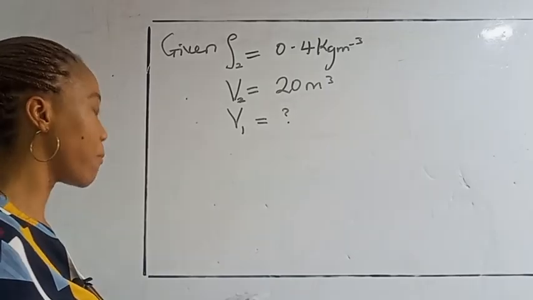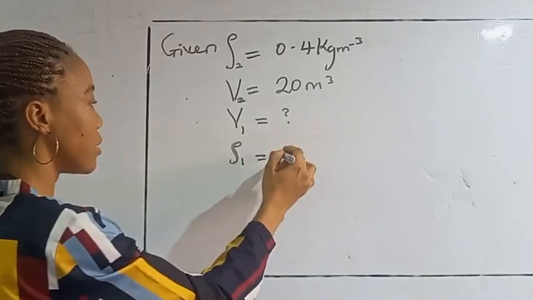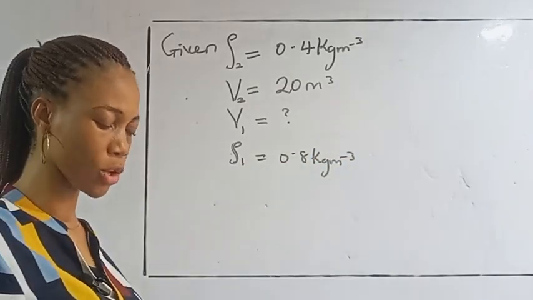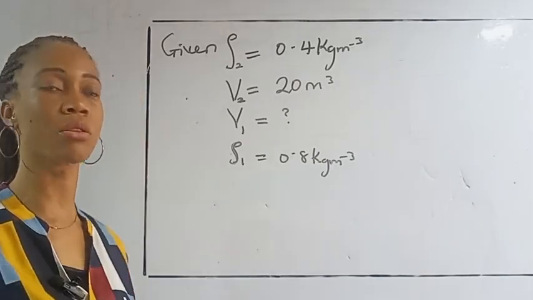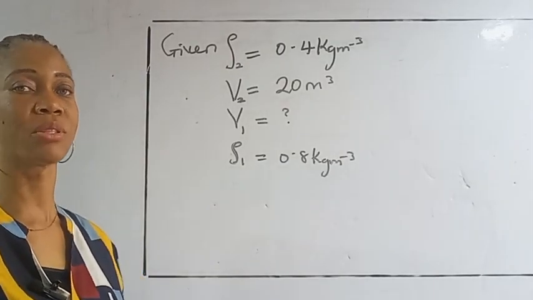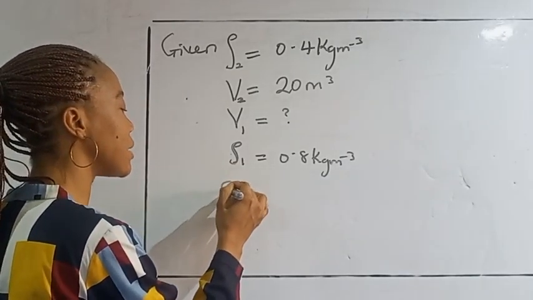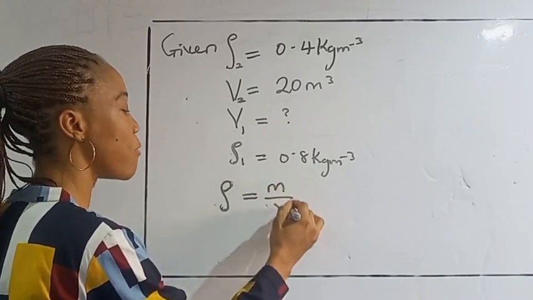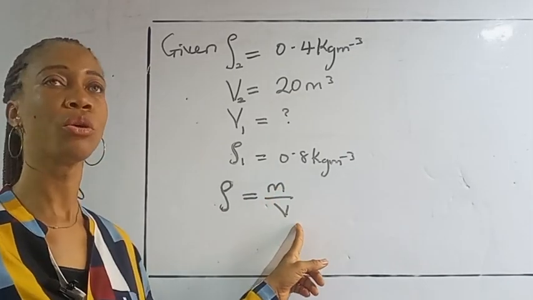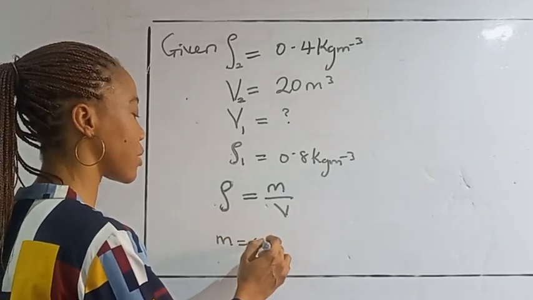What will be its initial volume when its initial density is 0.8 kg per meter cube, assuming no loss of oil due to spillage? If there is no loss of oil, it means that the mass remains the same. The mass is the common term, that's the constant. And remember that density rho is equal to mass over volume. Density is mass of a substance compared to volume. So if there is no loss, it means that the mass is constant, m is constant.